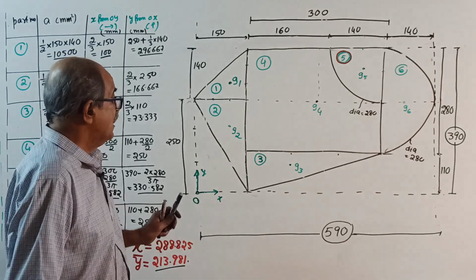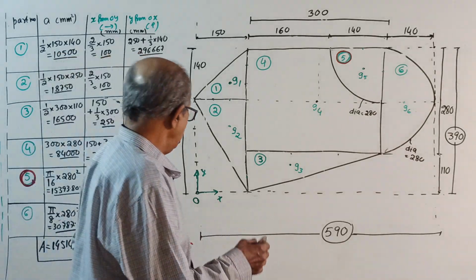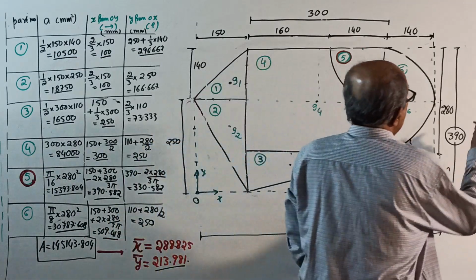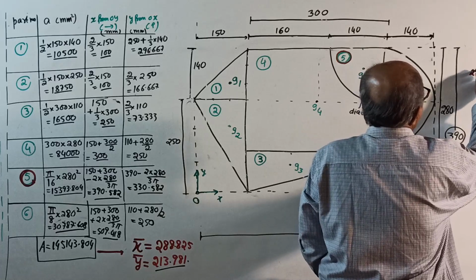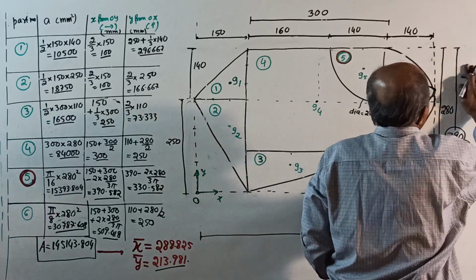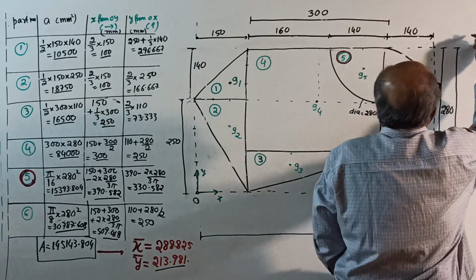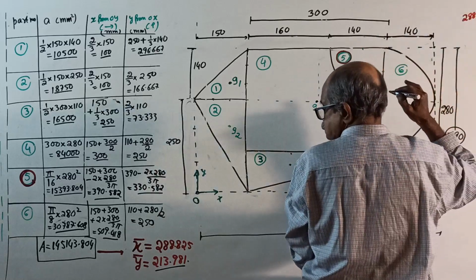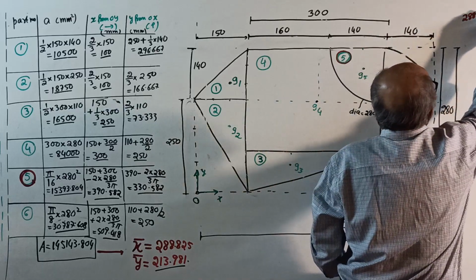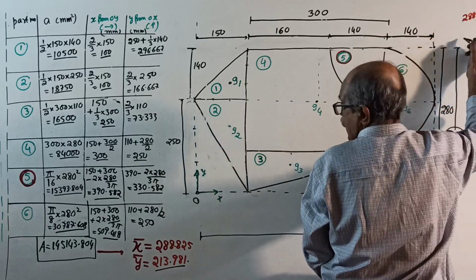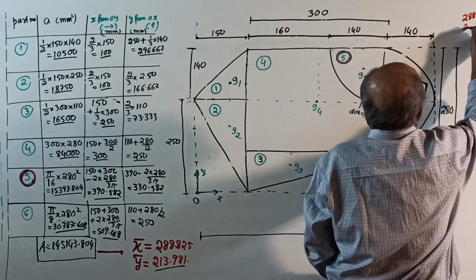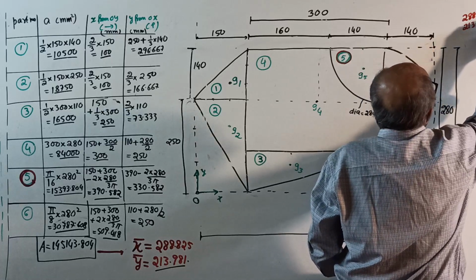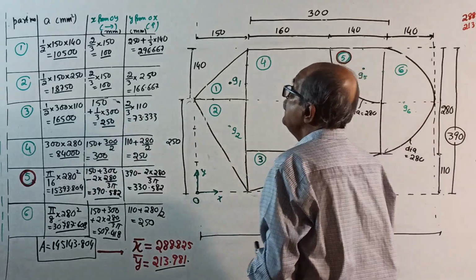With this, x bar, y bar over. I will make a note there because I am removing this now. X bar you got, I'll write here, 288.825. And y bar we got 213.981. That is the answer. Okay, leave it now. This is over.